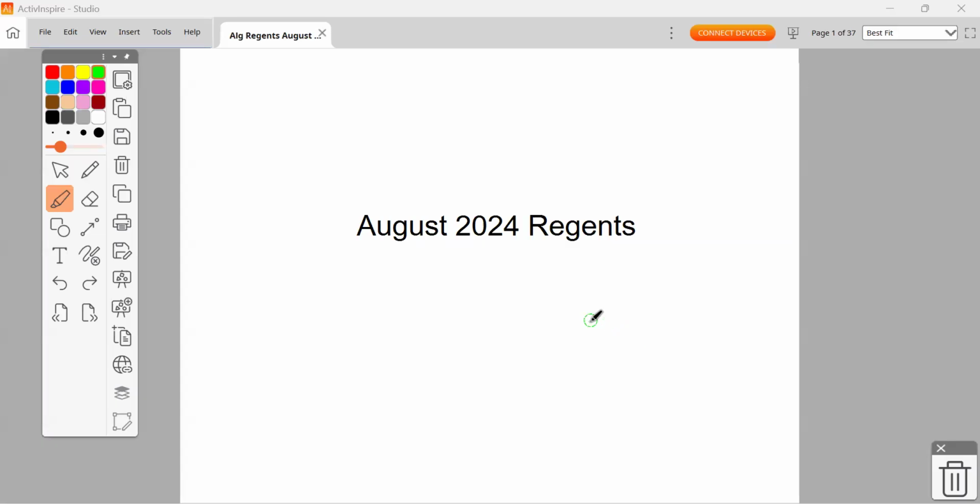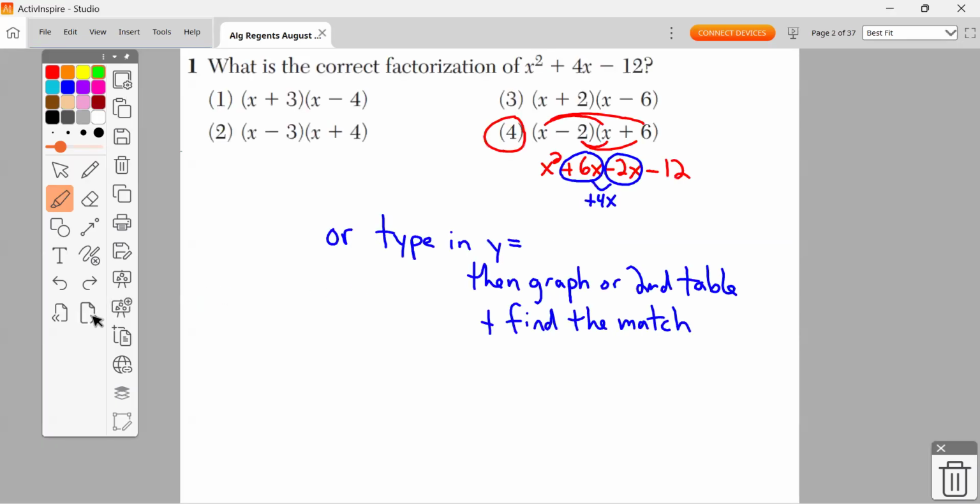This is the video for the August 2024 Regents exam for Algebra, the multiple choice 1 through 24. In question number 1, what is the correct factorization of the trinomial x squared plus 4x minus 12?